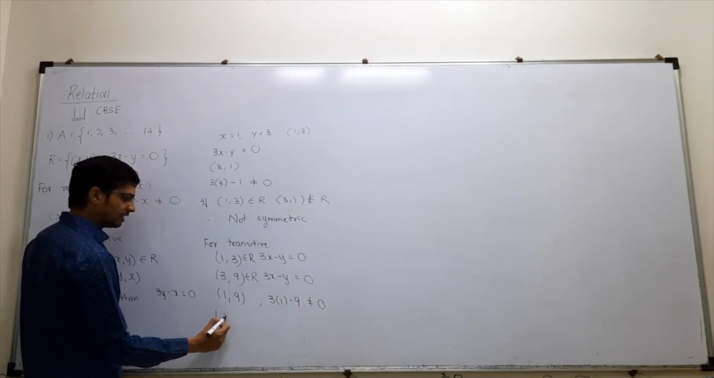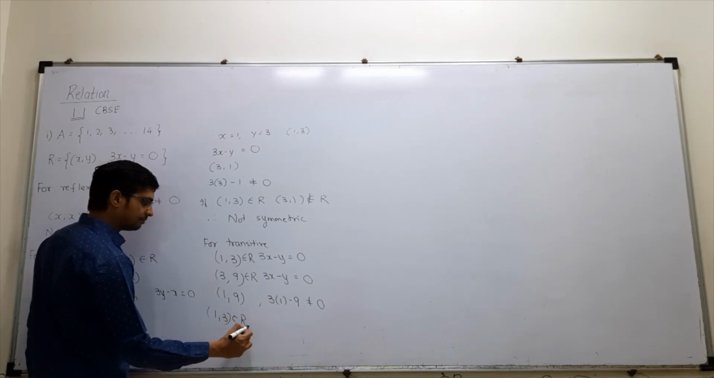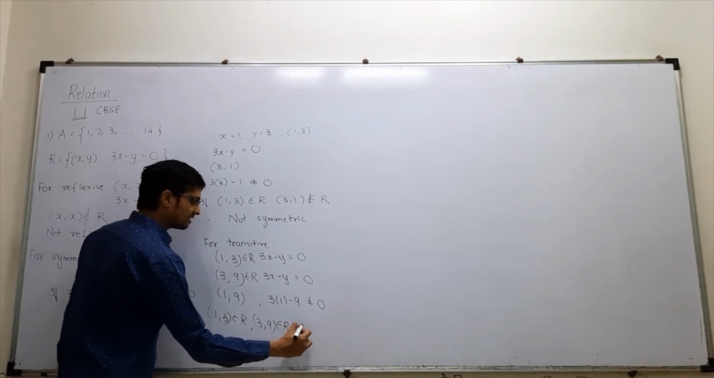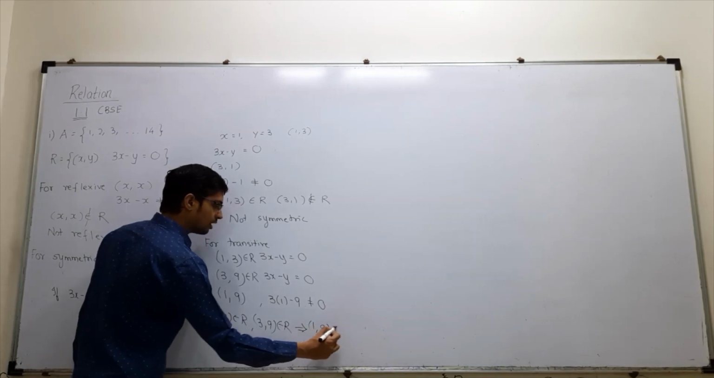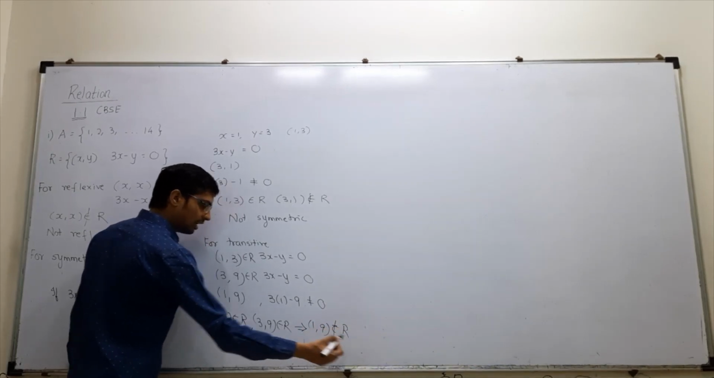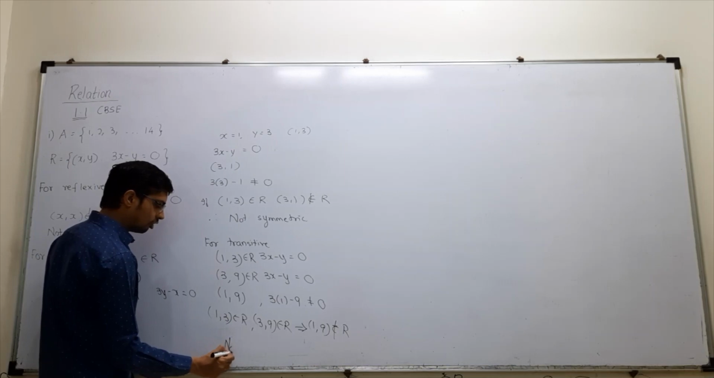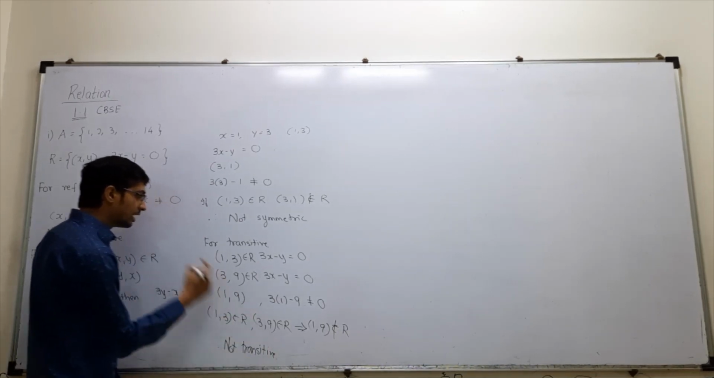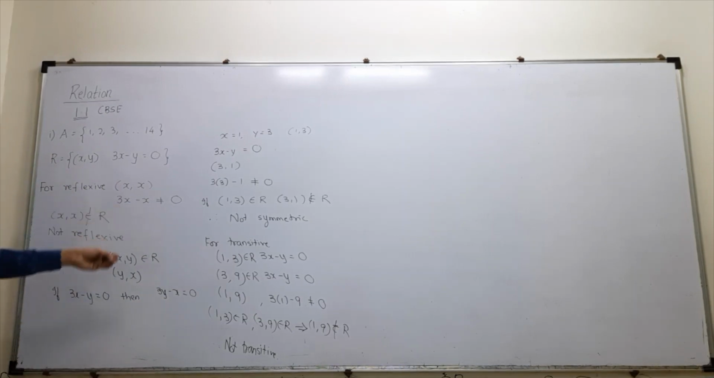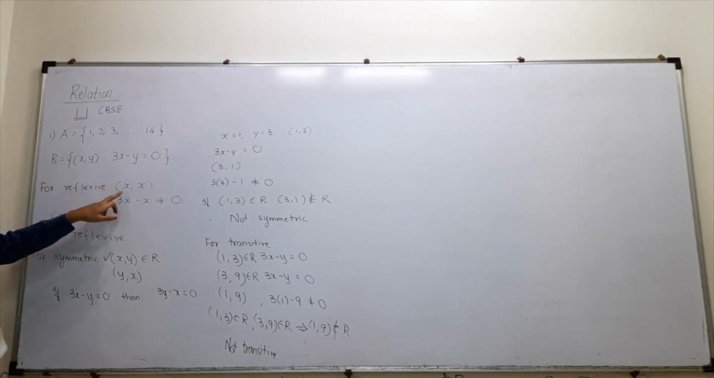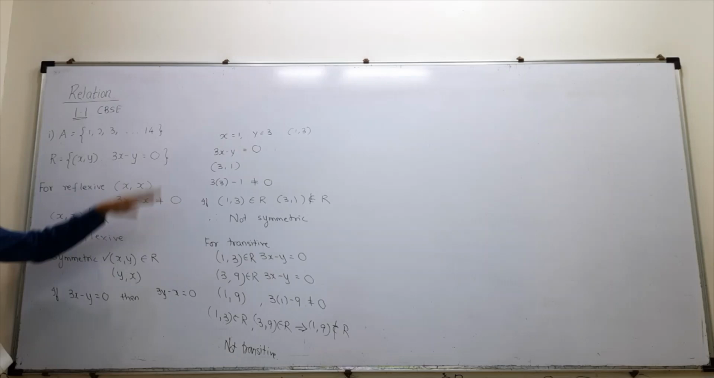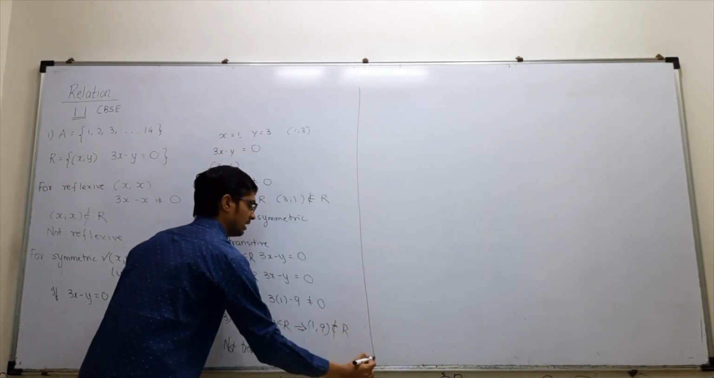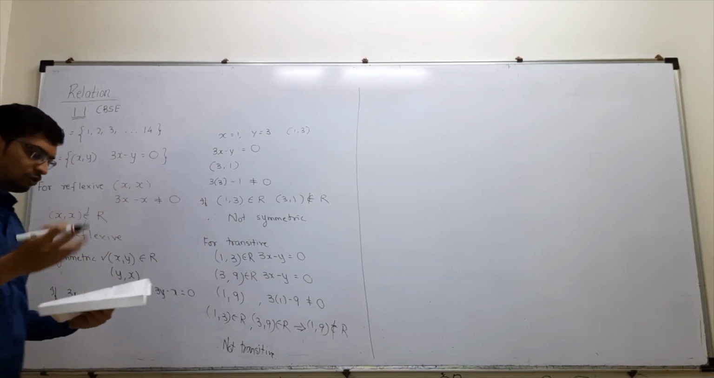That means 1, 3 belongs to R, 3, 9 belongs to R, but that doesn't imply 1, 9 belongs to R. Correct? 1, 9 does not belong. Therefore, it is not transitive. Since the numbers were few, I have taken some particular examples. Otherwise, just as we did for reflexive with x, x, we will formulate in general. Means the next examples. Okay? Few examples I'll do, few you will try.